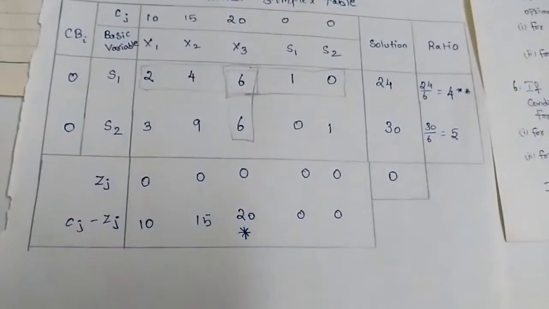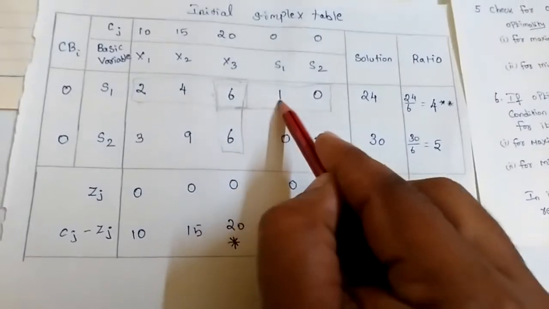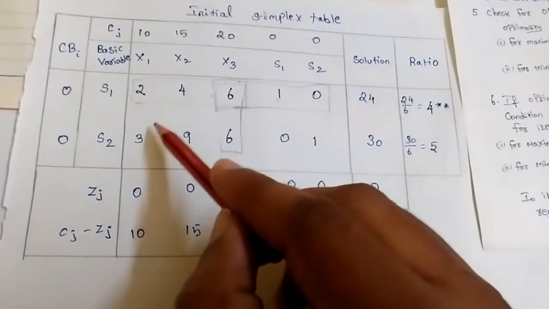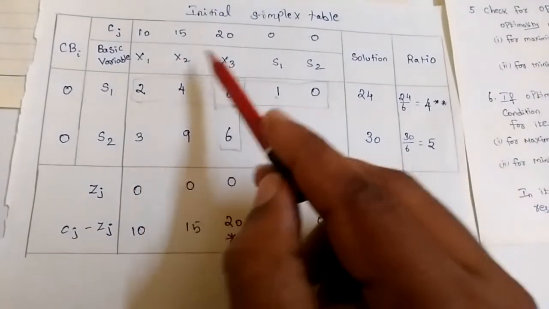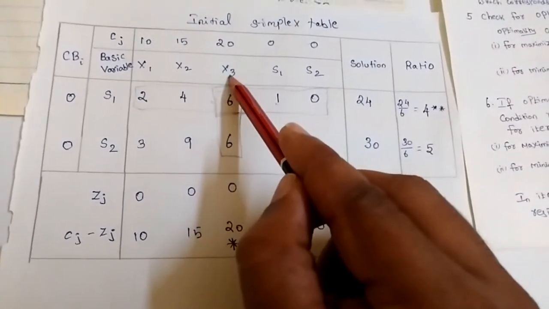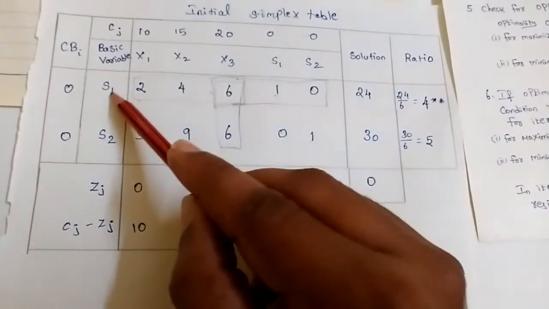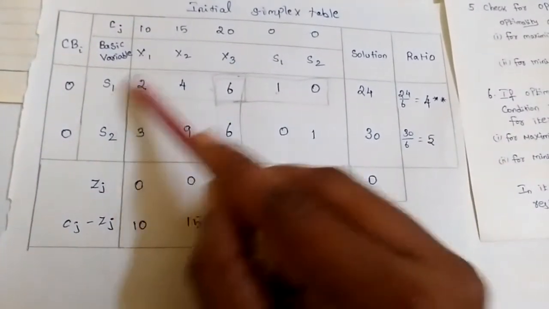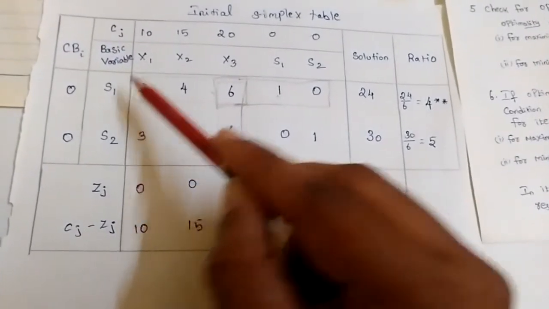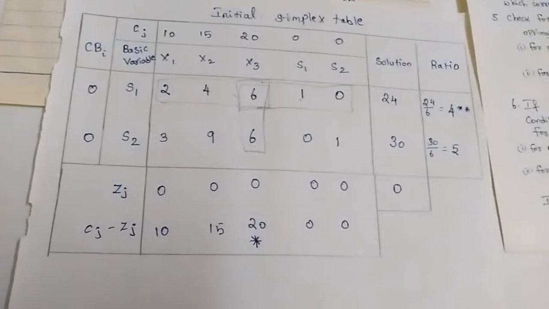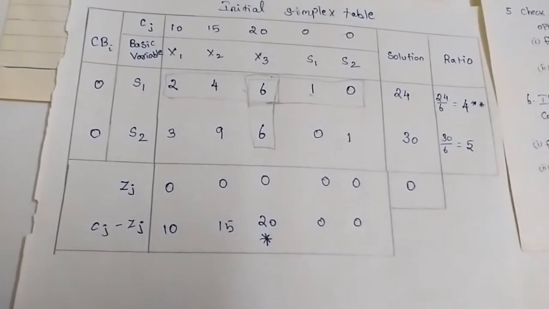Okay, we found the key row. This is the key row, 2, 4, 6, 1, 0, and this is the key element 6. This is the key column. Now the entering variable x3 is there. In the next table you just shift this x3 into the key row position as the entering variable. Then we need to calculate the new values for the table.